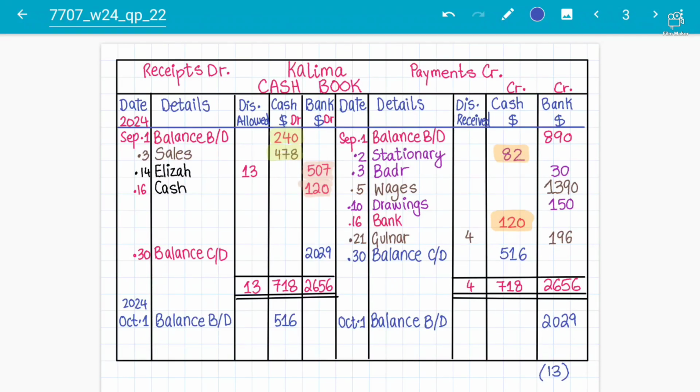How does the marking system work for the cash book? Basically, each transaction you will get 1 mark. So each transaction, students, you will be awarded 1 mark. It means 1 mark for this, 1 mark for this, and 1 mark for this. Same goes for here: stationery, Badar, wages, drawings, bank, Gulnar. So this is like 6 transactions, and 6 transactions will give you 6 marks here as well.